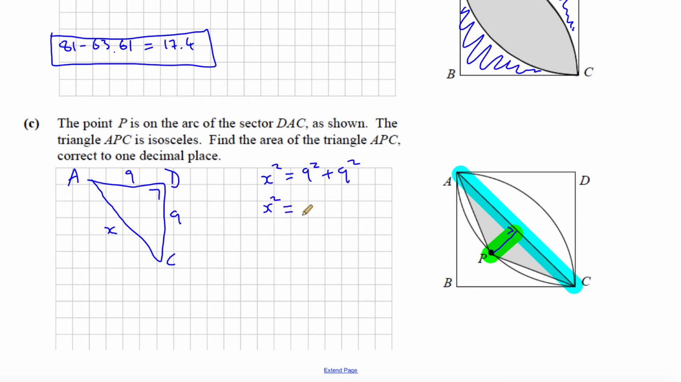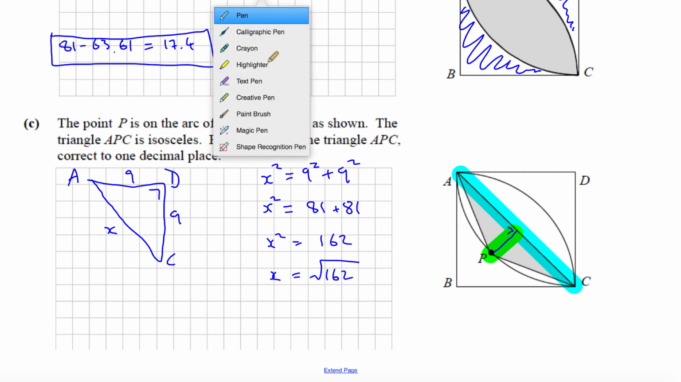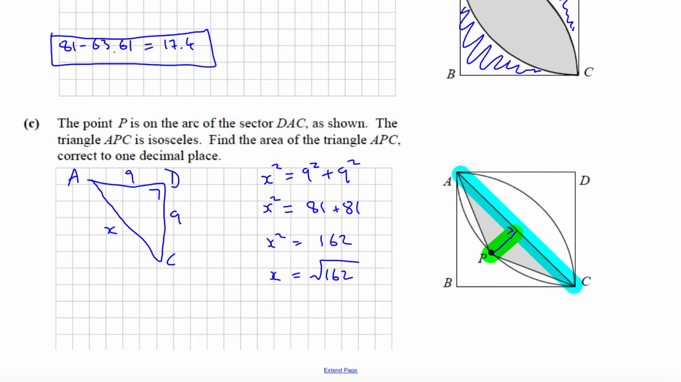So that gives us x squared is equal to 81 plus 81. So x squared is 162. So x is the square root of 162. So that's our blue line. So now we know the blue distance. Just highlight that in blue. So now we just need the green.